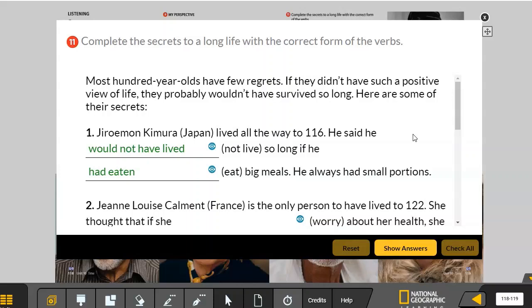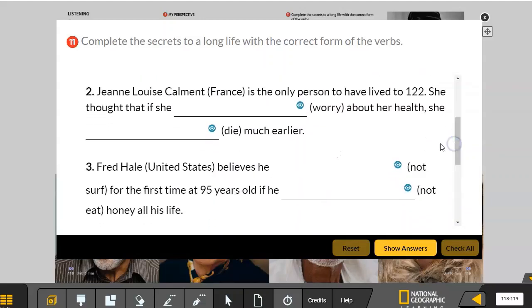Now please take your time, pause the video. Don't copy, don't cheat, guys. Do that exercise, please. Ready? Well, you were supposed to unpause the video. Let's do number 2 one more time: Jean-Louis Clement, France, is the only person to have lived to 122. She thought that if she had worried about her health, she would have died much earlier. In this case, worry and die are regular verbs, so that's easy for you to remember. If she had worried, she would have died much earlier.